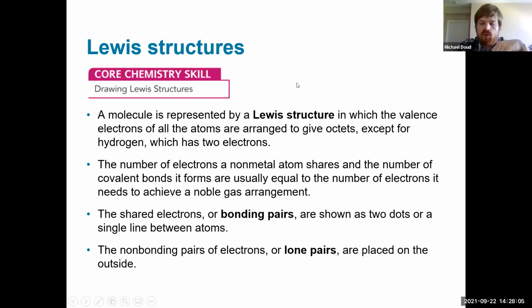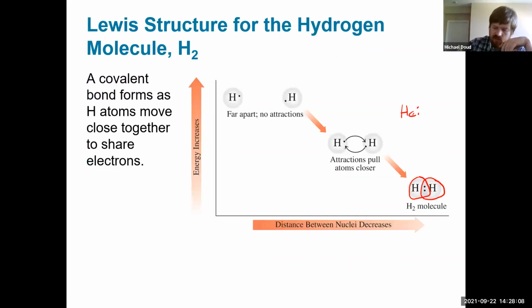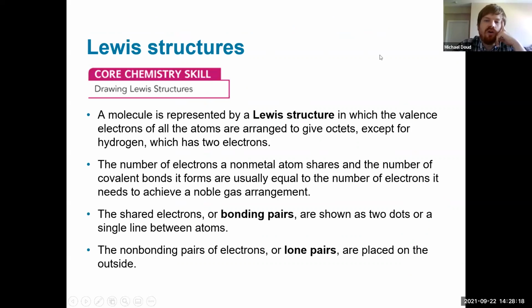Okay, so this right here that we just did, this is what we call a Lewis structure. And this is going to be an important part of the last half of this chapter. The Lewis structure is going to show the valence electrons of all the atoms arranged in a molecule to give octets, except for hydrogen. Hydrogen will only ever have two electrons, because again, its nearest noble gas is helium, which only has two electrons.